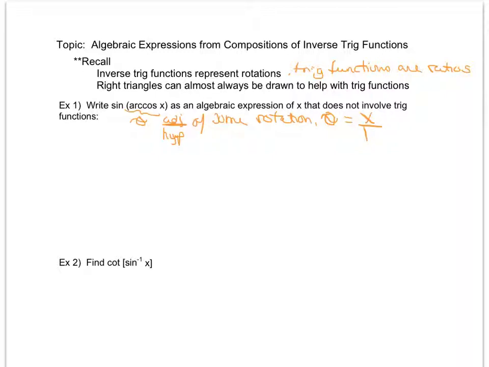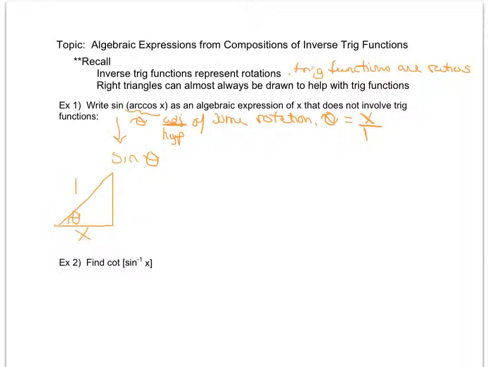So I'm trying to find the sine of that unknown theta. Because they're trig functions and I have a side ratio, I'm going to draw a right triangle. I'm going to assume x is positive, so I'm in the first quadrant. I'm going to say some theta, some rotation, has an adjacent of x and a hypotenuse of 1. If I want to find the sine of this rotation, I'm going to need that opposite side. This is what I was able to come up with from what I'm given.